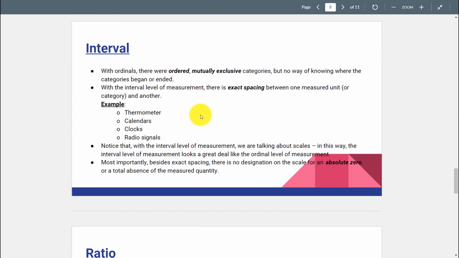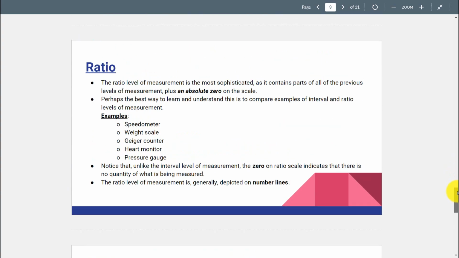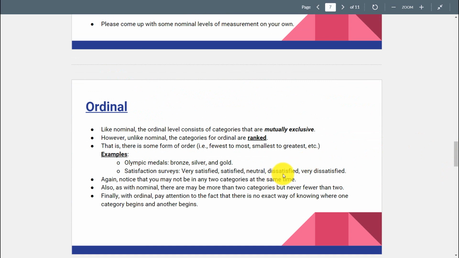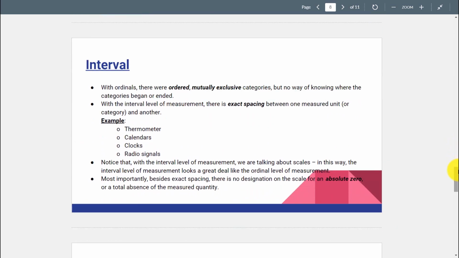Interval. Remember this one. These are ordered and mutually exclusive, just kind of like ordinal, except that they have exact spacing between one measured unit and another. Whereas it's awfully hard to tell exactly what the difference is in the previous example, dissatisfied and very dissatisfied. Is there any way to tell specifically how you can distinguish these? No, they're kind of vague. It's just how you feel. There's no real measurement here, but that's not the case with interval. We have exact spacing. So on a thermometer, 1 degree is no further from another degree.